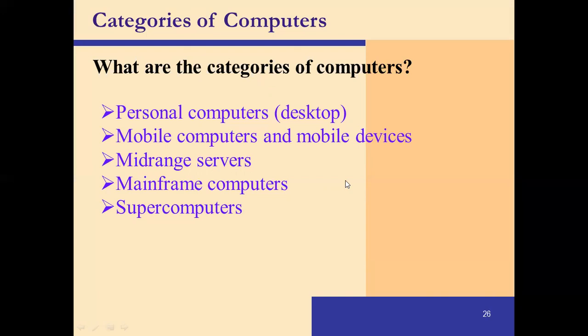Mid-range servers are those servers that are used inside your labs, school labs, college labs. Mainframe computers are used by big companies like YouTube and Google. Mainframes are computers that have more capability to process instructions much faster than personal computers, mobile devices, or mid-range servers.